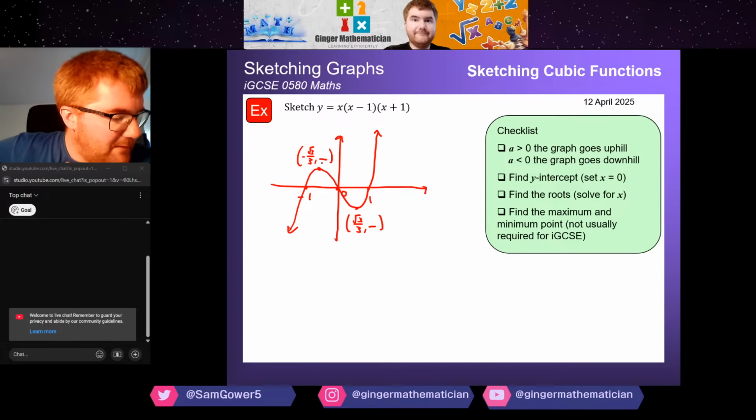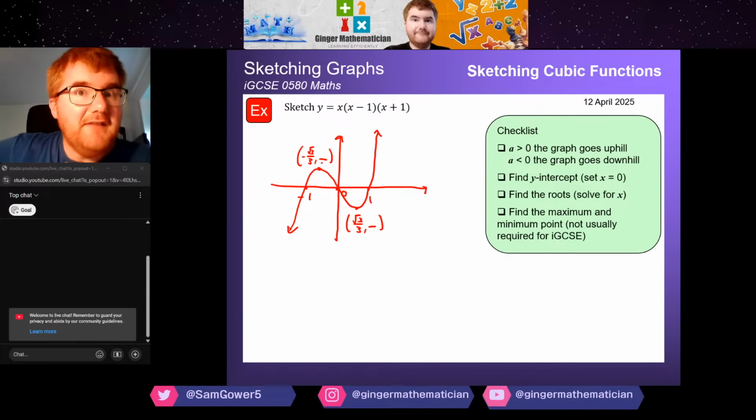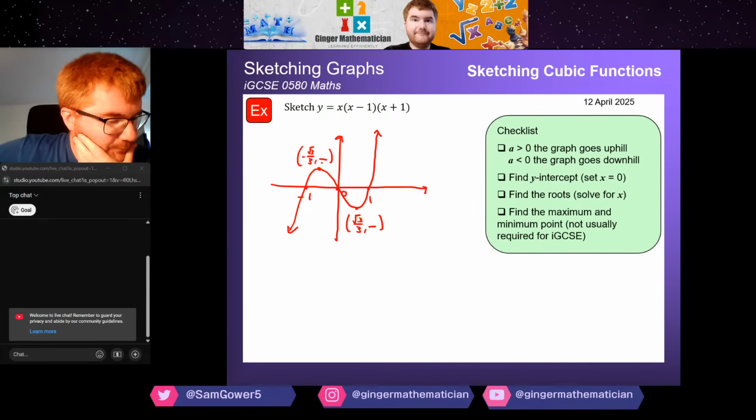Do they ask to find maximum in sketching graphs at iGCSE? Not that I've seen yet, but there's no reason why not. You have the skills for it.